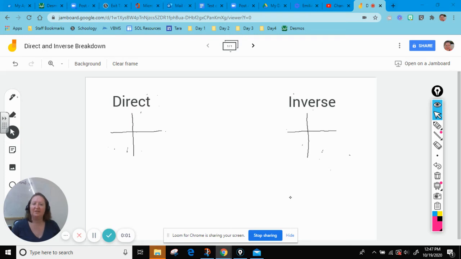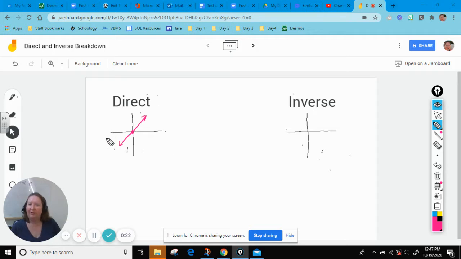relationships. And I think the easiest way to understand them is if you compare them side by side. So the graphs: a direct relationship, a direct equation, is always going to go through the origin. It can be a positive or negatively sloped line, but it's always going to be a straight line and it's always going through the origin.